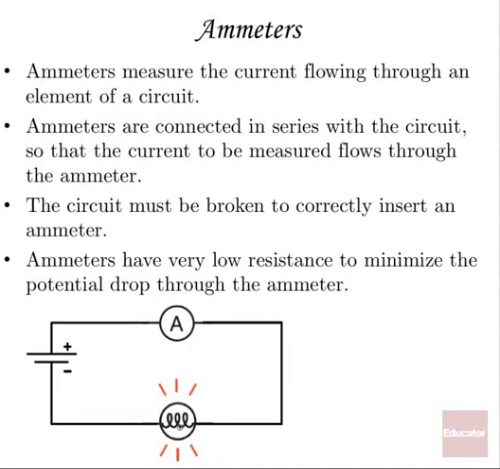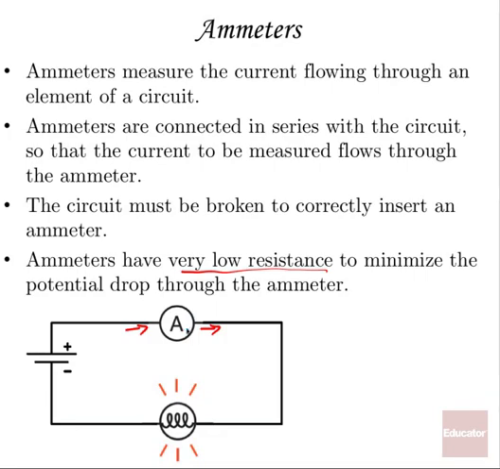Ammeters, on the other hand, measure the current that's flowing through an element of a circuit. They're connected in series with the circuit so that whatever current is flowing has to flow through the ammeter so that you can measure it. You want all of the current that you want to measure to flow through the ammeter. The circuit must be broken to correctly insert an ammeter. If you can pull the ammeter out of the circuit and that portion of the circuit still functions, then you've done something wrong. Ammeters have extremely low resistance. Therefore, they don't have much potential drop and they minimize their effect on the circuit as a whole.